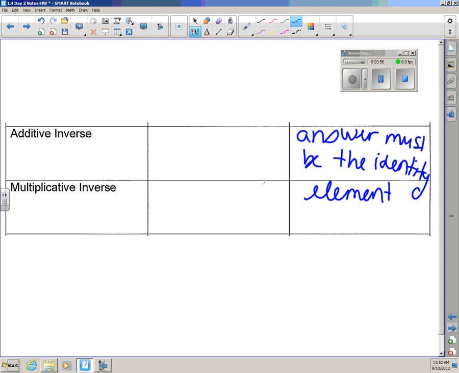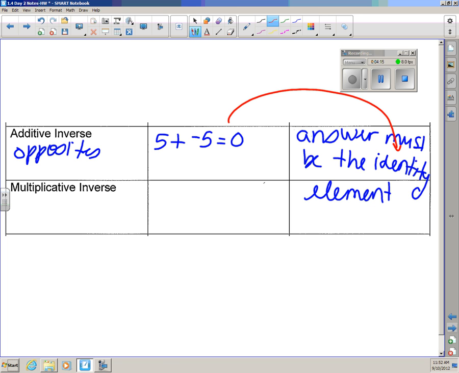In other words, for additive inverse, you have to find two numbers that add to give you a 0. So you're basically going to be adding opposites. If I had 5 plus -5, that answer is 0. Well, 0 happens to be the identity element for addition. That's why 5 and -5, opposites, are additive inverses of one another.